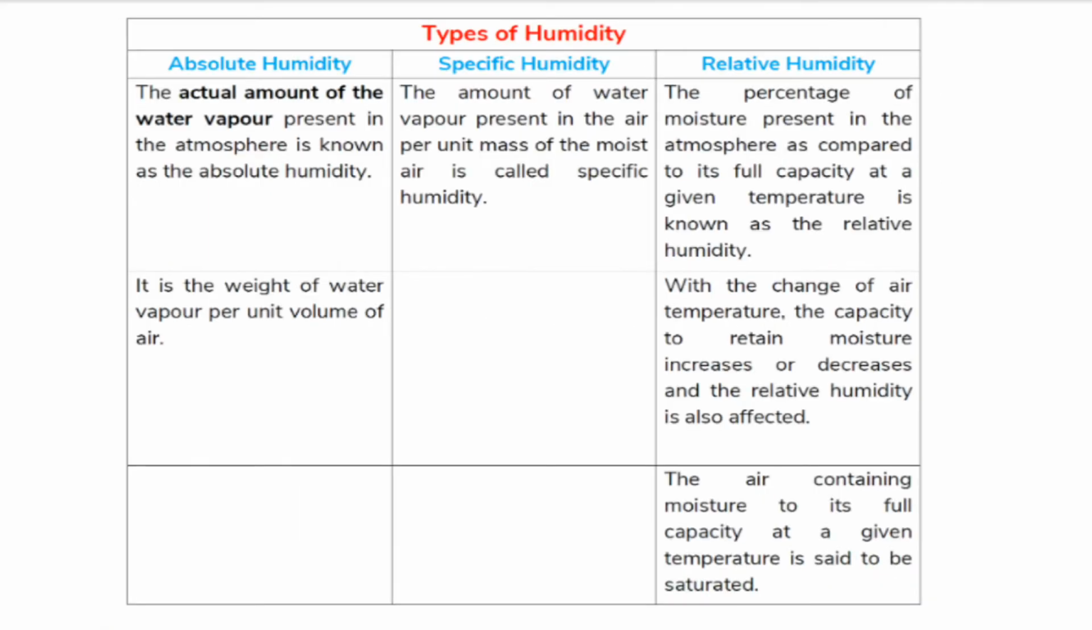Types of humidity. Absolute humidity. The actual amount of water vapor present in the atmosphere is known as the absolute humidity. It is the weight of water vapor per unit volume of air.